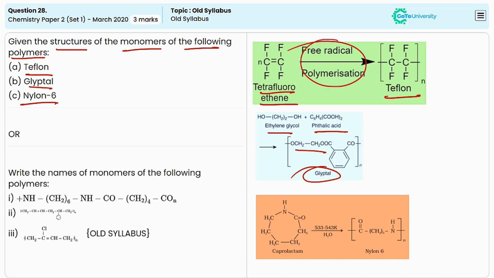And coming to the OR question, we have to write the names of the monomers of given polymers. The first polymer can be produced from hexamethylene diamine and adipic acid. The second one can be produced from 1,3-butadiene and styrene, whereas the third one is from chloroprene, because the third one is a polymer known as neoprene.